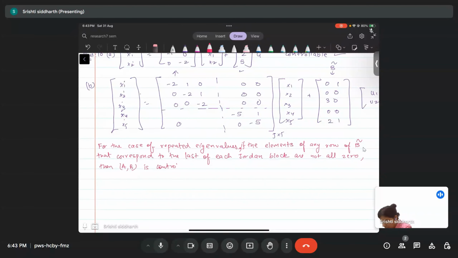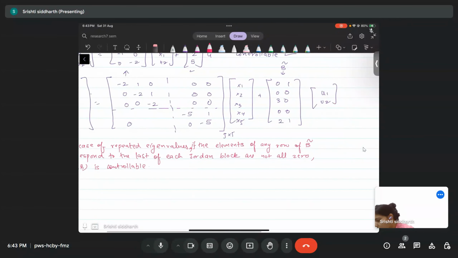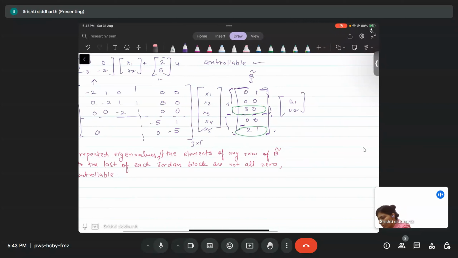Alright, so let's see. So we have the first three rows for this Jordan block, lambda equals -2, and then this is for lambda equals 5. So this is the last row, this is non-zero, and this is the last row for this Jordan block. So the system is controllable.